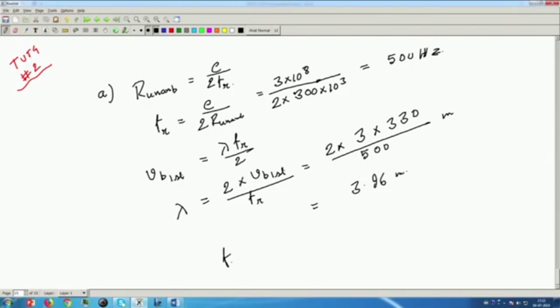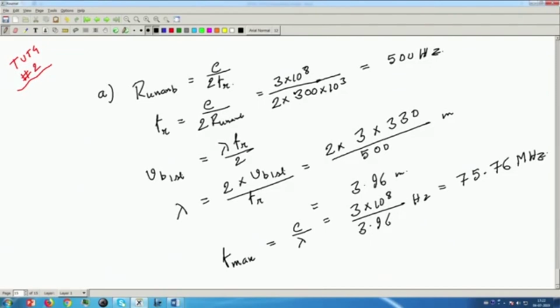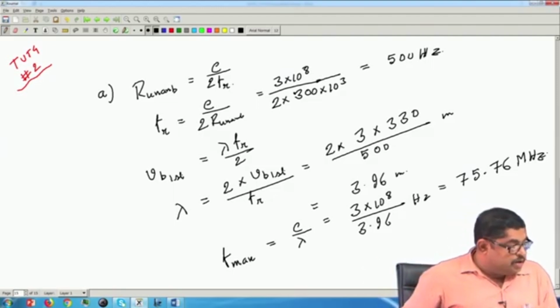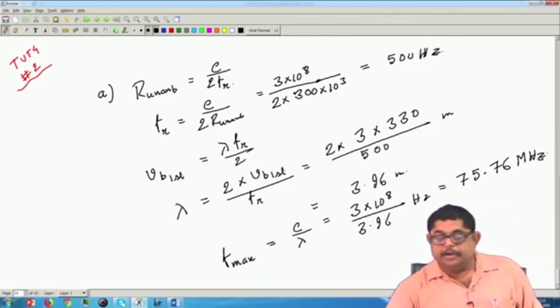So you can say that F max will be C by lambda. So 3 into 10 to the power 8 by 3.96 hertz. So that is 75.76 megahertz. Okay. So up to 75.76 megahertz you can safely operate, and the targets will be detected.